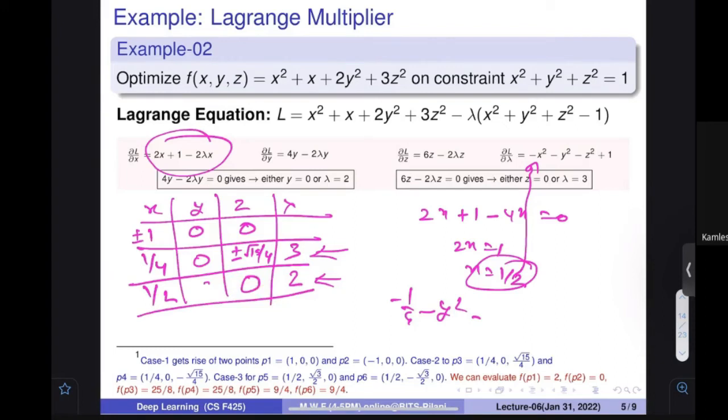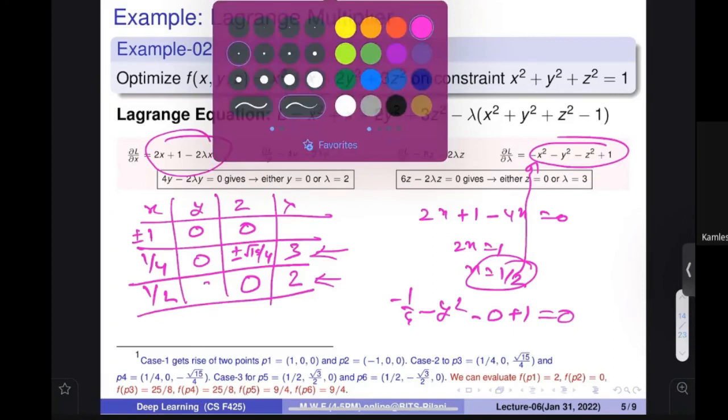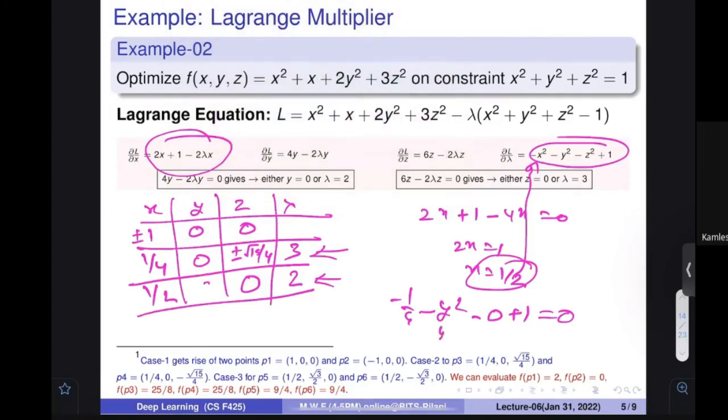So I put z is equal to 0 plus 1 is equal to 0, because at the optimization point, this equation is going to be 0. So what do I get? Can you help me find out what I get? I think y square is equal to 3 by 4. Am I right? So it becomes plus minus under root 3 by 2. So this is what we get by solving this.